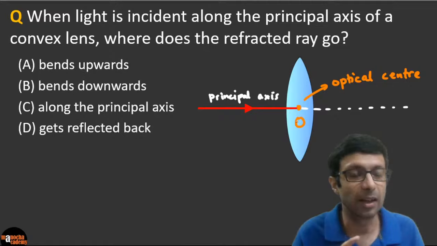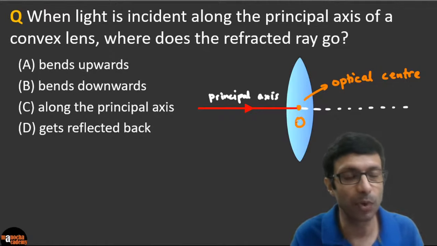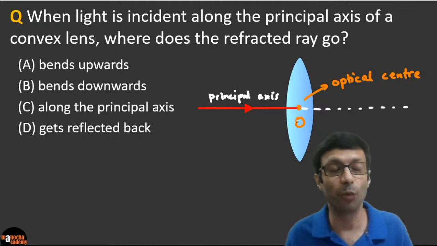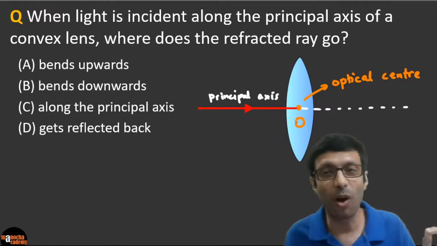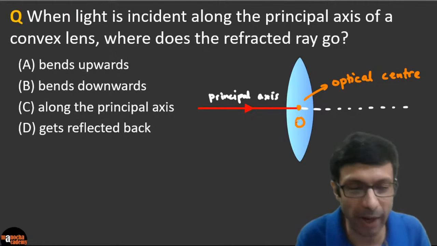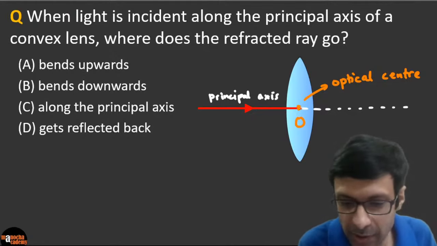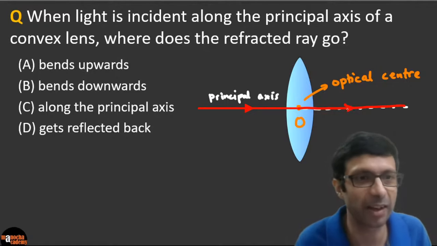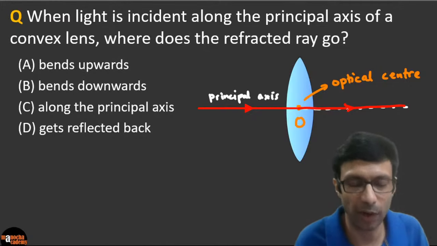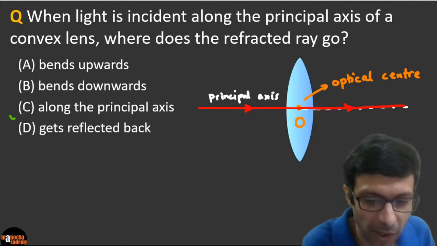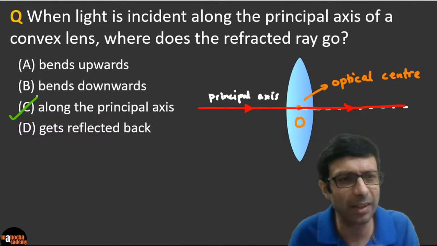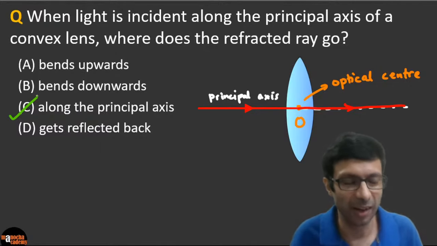So when light is incident on the principal axis and hits the optical center, what is the rule for lenses? The ray will go undeviated, meaning there will be no bending. It will just go straight through along the principal axis. That is the correct answer. Fantastic, guys. It will go undeviated along the principal axis because it is incident on the optical center of the lens. Okay, great, guys.